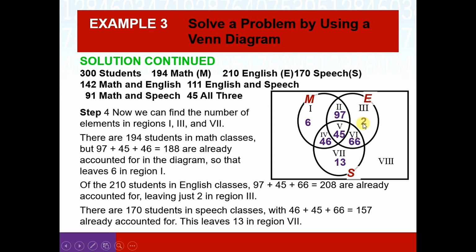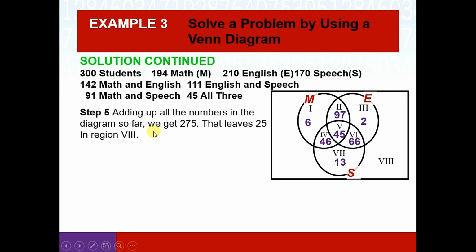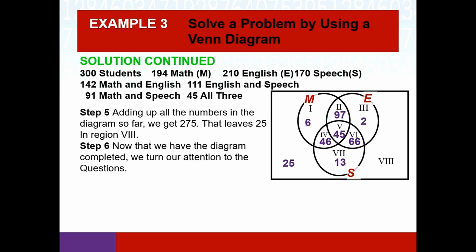Okay, so what we will do here, in order to get the value in region 8, we will just add all the values in our 3 sets and we will subtract it to our 300 students. Okay, so continuing, we have the step 5. So by adding all the 3 sets, we have 275. Since we have 300 students, that leaves us 25 students in region 8. And that answers our Venn diagram. So now, let us proceed to answering our questions.